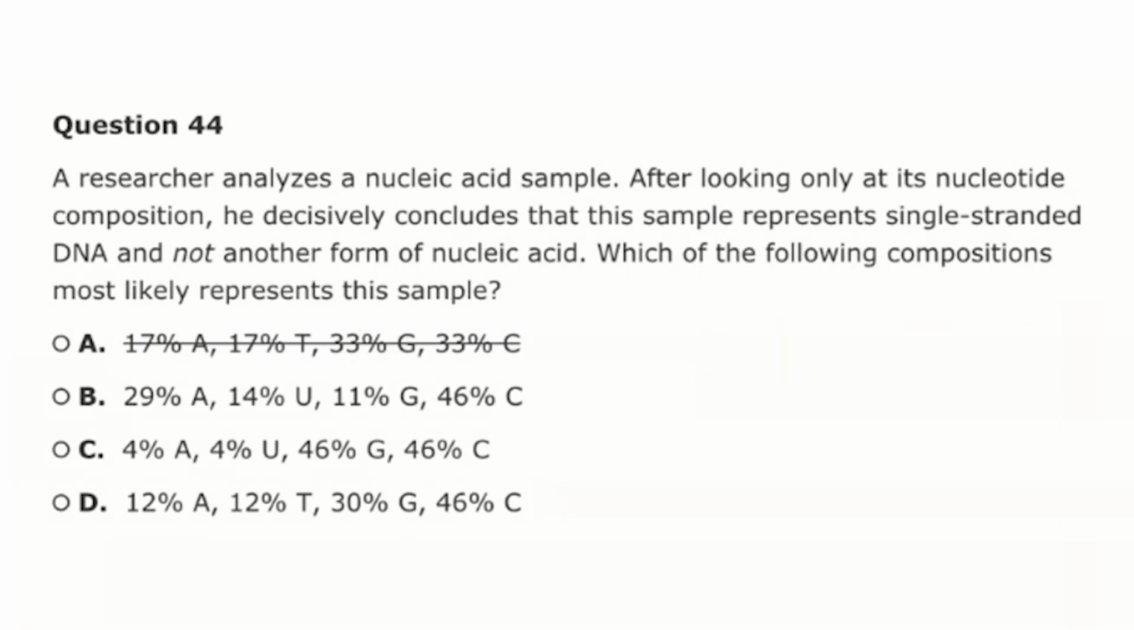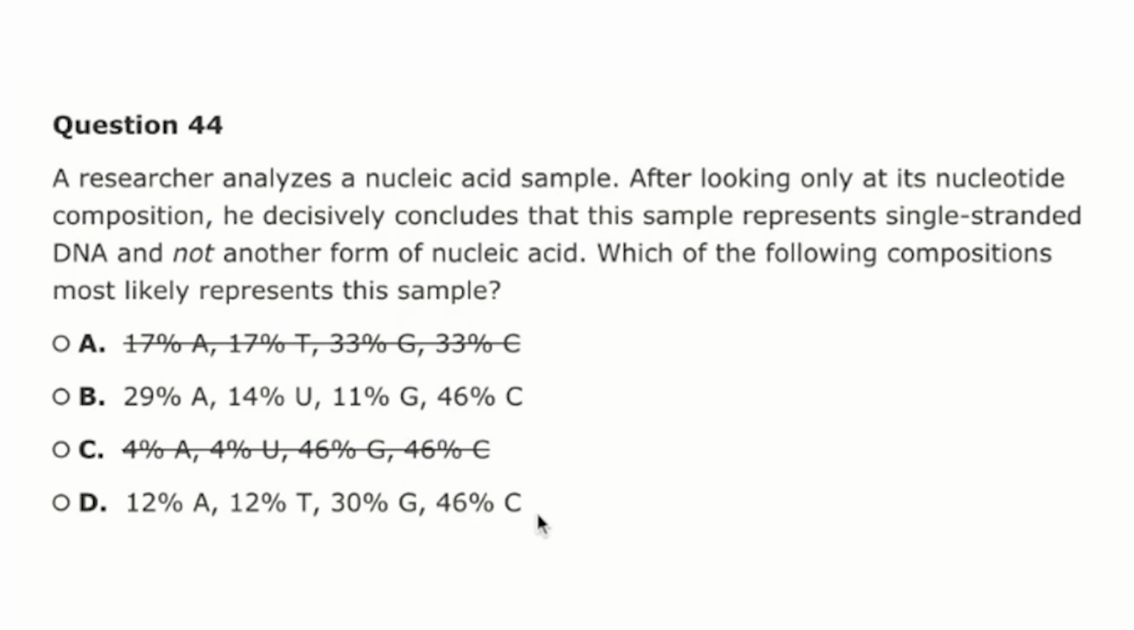All right. So answer choice B, we see 29% A, 14% U, 11% G, 46% C. So you go, okay, that's not anywhere near uniform, so maybe that's what I'm looking for. So I'll leave that one struck through. Answer choice C, 4% A, 4% U, 46% G and C. So again, that's super uniform. I'm going to cross that one out as well.